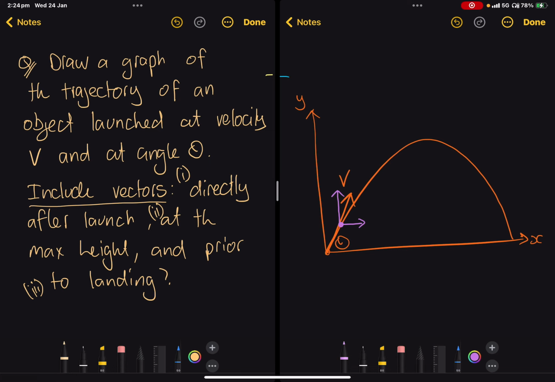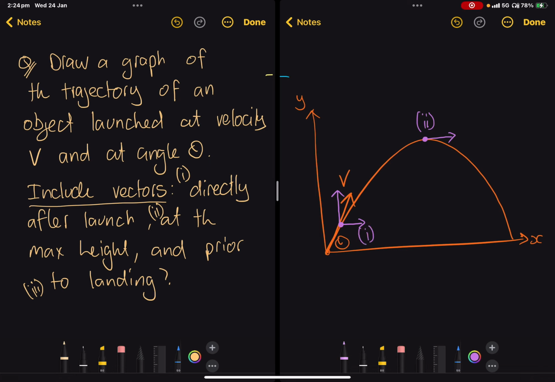At the max height, that's up here, it now has no velocity in the y direction. It only has velocity in the x direction. It's just sort of hovering in the y direction. It stopped and then it will turn around. So this is part 2, this is part 1.